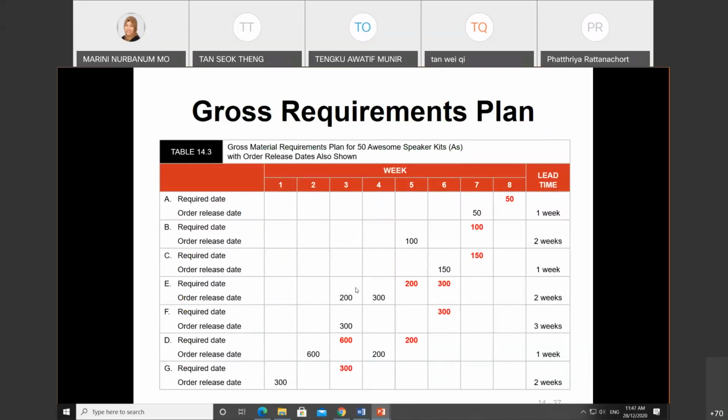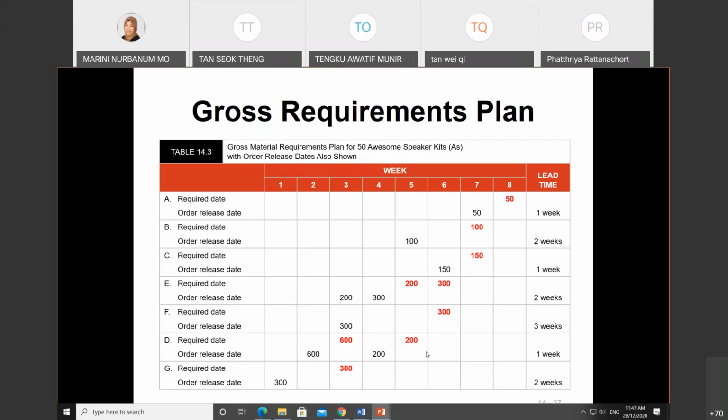Okay, and then the next one is F because 3 weeks lead time. 6, 5, 4, 3. And then you have for D, 200, 600, just one lead time. So 5 goes to 4, 3 goes to 2. And then for G, just 2 weeks lead time, 300 from week 3 goes to week 2 and 1.